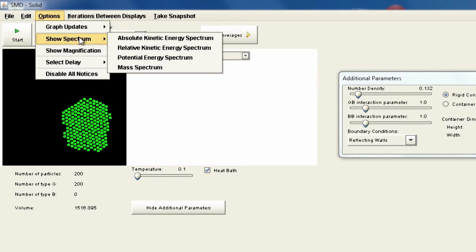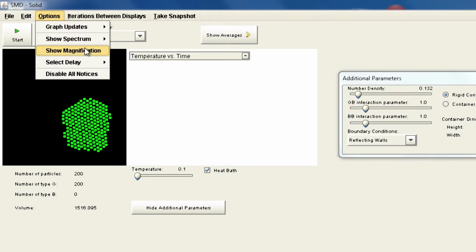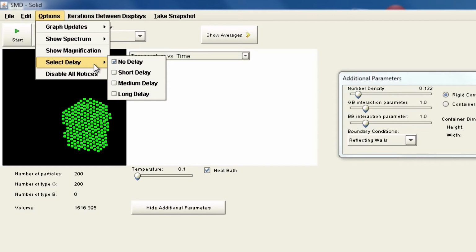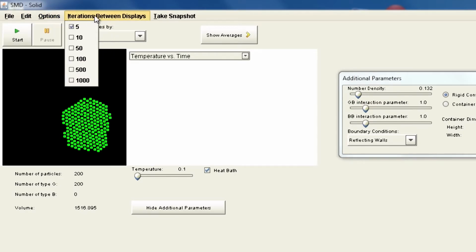Now you are looking at the distribution of kinetic energy, relative kinetic energy, potential energy and mass. You can show different magnifications, and select the delay: you can add some more delay, short, medium or long delay, or disable all notices. In this case you can also select the number of time steps at which we are going to show the property averages.